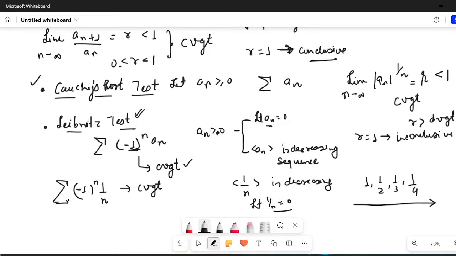However, the absolute series is not convergent. If you take the absolute value, you will get 1 over n, and 1 over n is not convergent. But the alternating counterpart of your harmonic series is convergent. Is that clear or not clear? Please let me know. If this is clear, then I can move to other questions, and then we'll see how many of you are following. Please let me know through comments.